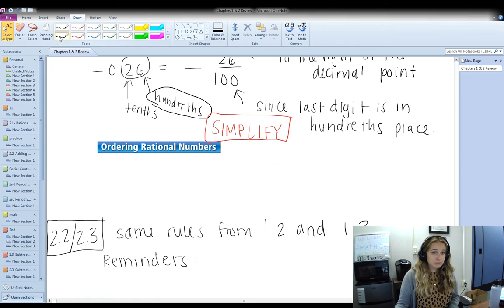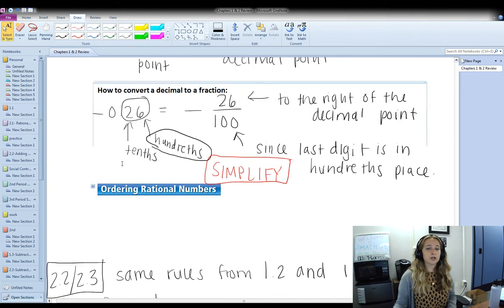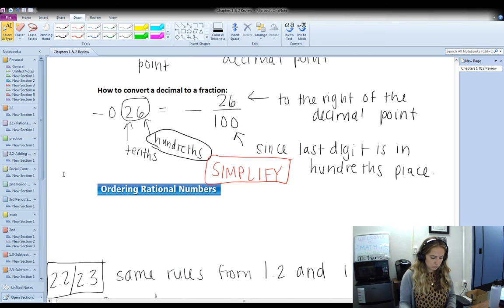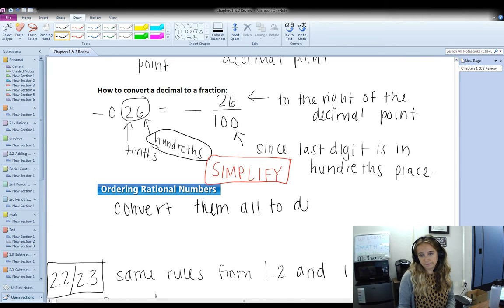Okay, ordering rational numbers. What do we do for ordering rational numbers? Well, the easiest tip that I have for you is convert them all to decimals. So you're going to want to do what I taught you up here, how to convert a fraction to a decimal. Get them all in decimals, use a number line. That's going to be the easiest way to do it. Convert them all to decimals. This is the only time that I will ever tell you to convert fractions to decimals. Because if you're doing any sort of problem where it's a fraction, I typically want you to leave it in fraction form. But this is the one exception.